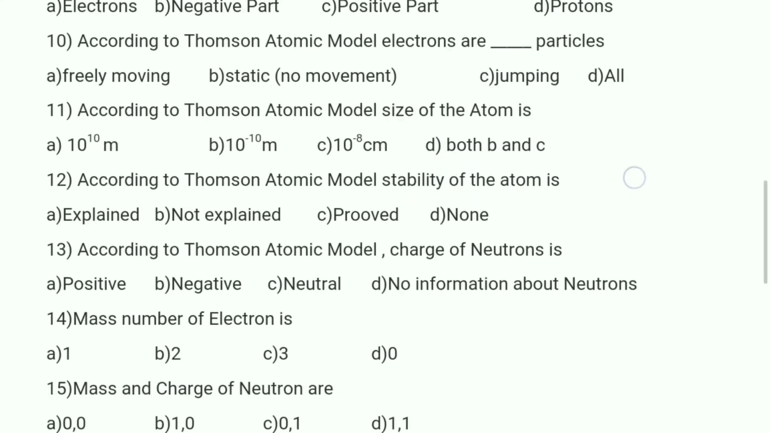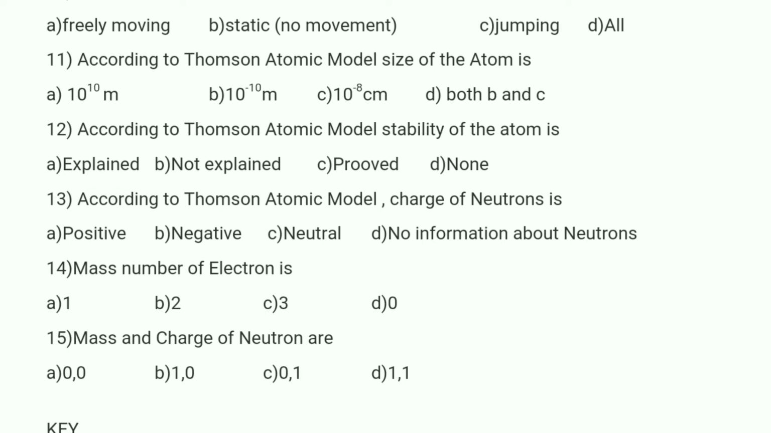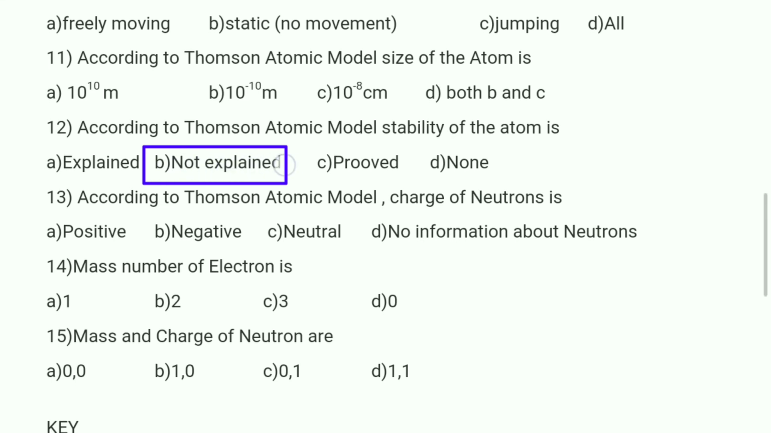And if you observe the 12th one, according to Thomson atomic model, stability of the atom is. The atom is stable, but this stability is not explained in the Thomson atomic model. The positive part and negative part are combined in the same part, like negative charged seeds embedded in the positive part, so those two are in touch. So how the atom becomes stable, that stability is not explained in the Thomson atomic model. So option B is correct.